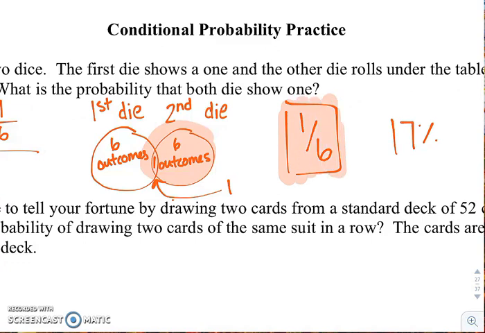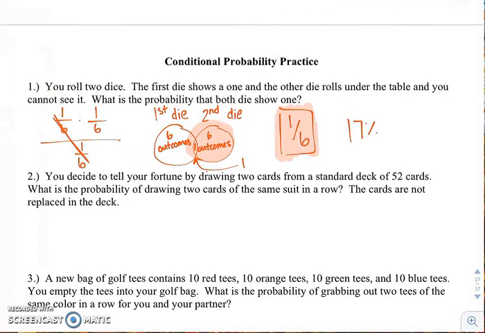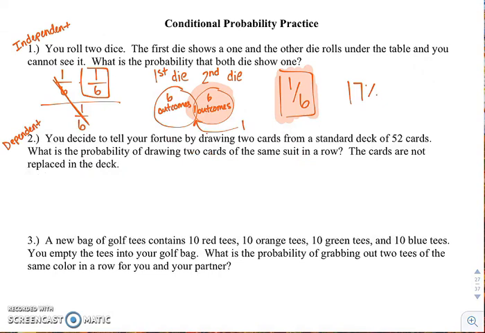Now, those events were independent of one another, so when they're independent, it's just the probability of the second event because they don't affect one another. Now, number 2, they are dependent events. So let's look at that one. For number 2, you decide to tell your fortune by drawing 2 cards from a standard deck of 52 cards. What is the probability of drawing 2 cards of the same suit in a row? The cards are not replaced in the deck.